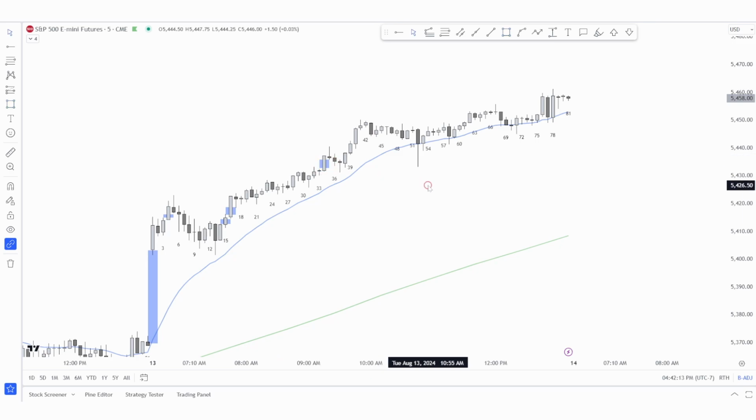So if we start to think about gaps, closing ranges, excuse me. Oh my gosh, I thought this was muted. It's not.